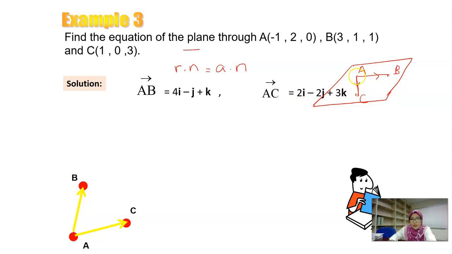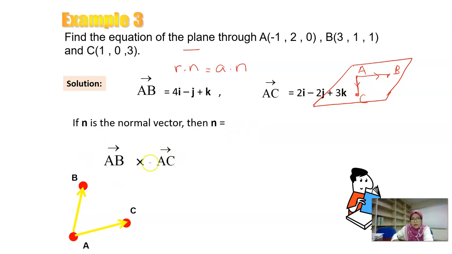But make sure that if you are choosing A to B, then the other one must be from A as well. If you're choosing from B to A, then the other one will be B to C. It must be pointing from the same point. If you're choosing A as your fixed point, then you must point from A. If from B, then from B. If you're choosing CA, then the other vector must be C to B, right? So n is the normal vector, and n is the cross product of AB and AC.